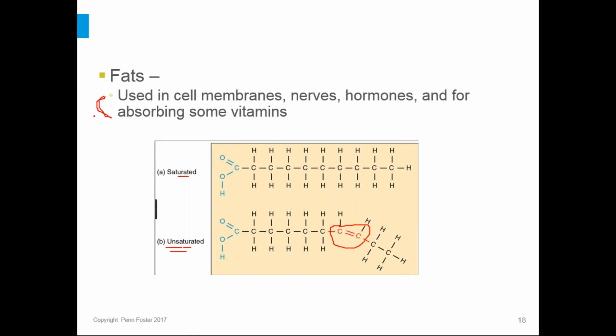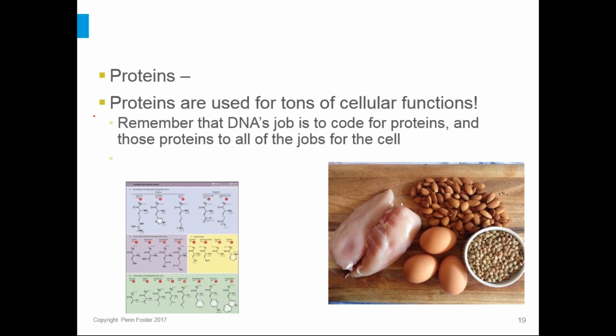The next nutrient that your body needs is proteins. Proteins are really important. They are used for tons of cellular functions. Remember that DNA, its whole job is to code for proteins, and the proteins do all the work for the cell. Okay, so we need proteins for lots of things. And we mostly associate proteins with muscle tissue because they have a lot of protein in it to make the muscles move.